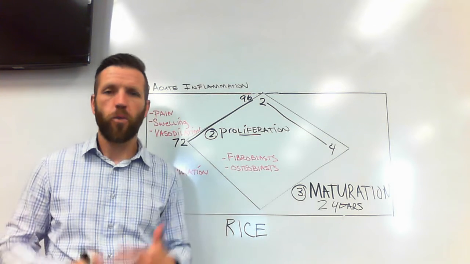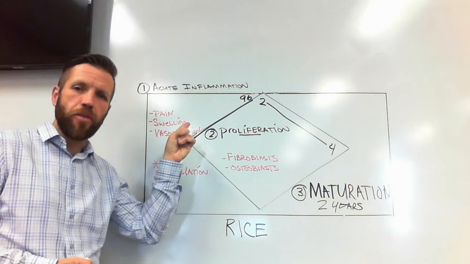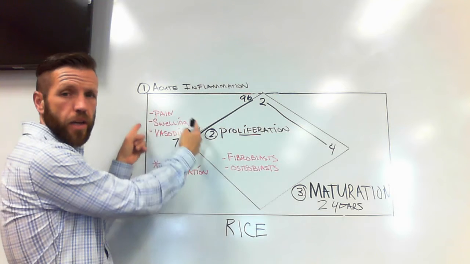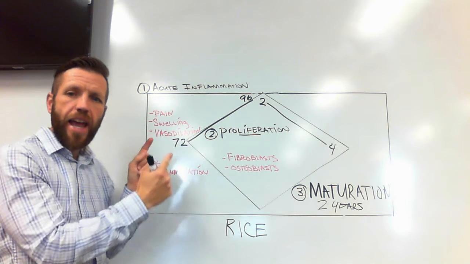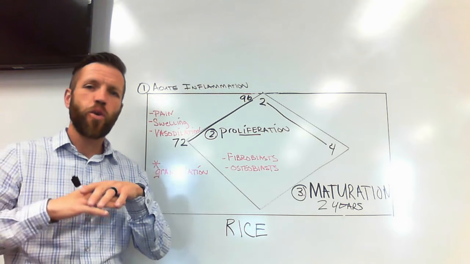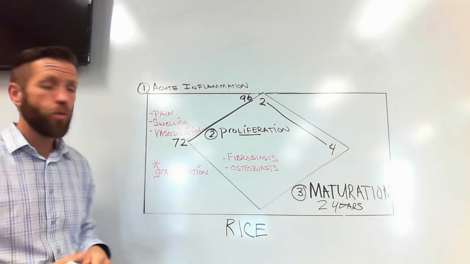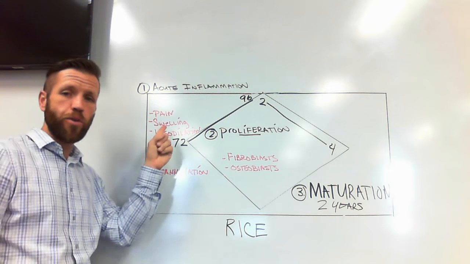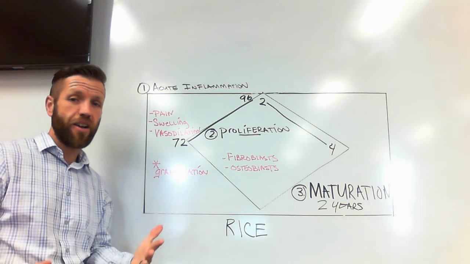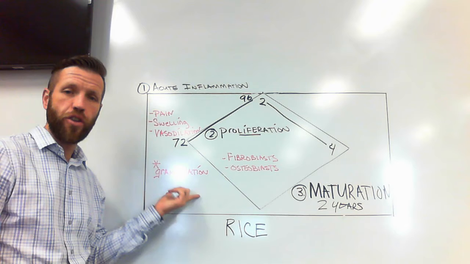Rest is important. Why is it important? Because look up here and let's remember what happened in acute inflammation. Remember, this is where we had pain, we had swelling, and we had vasodilation, right? And even more importantly, we had granulation tissue. So rest is important so that we can reduce pain, we can reduce swelling, we can let vasodilation happen and not aggravate it too much, and we can protect granulation.